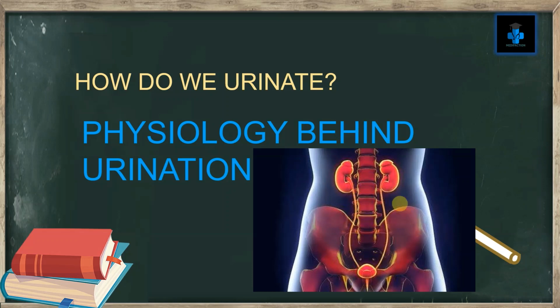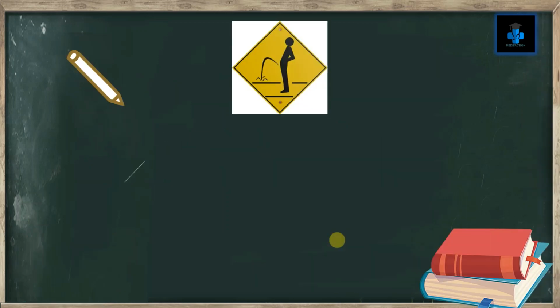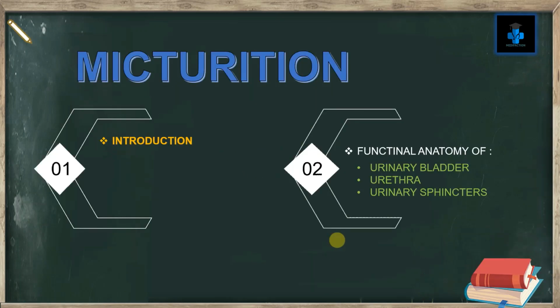Today we are going to learn about the physiology behind urination. So, how do we urinate? It's not as complicated as we think it is. So, let's get into some details. The process of voiding of urine from the bladder is known as micturition.